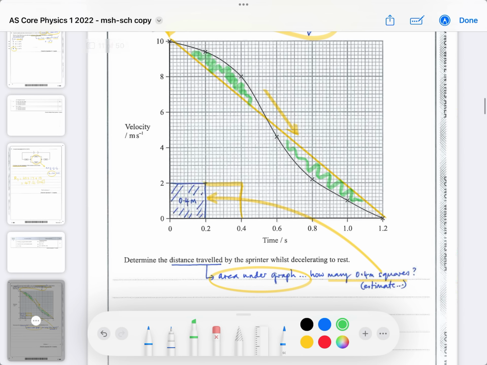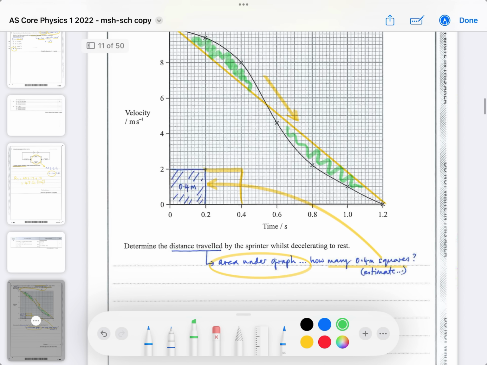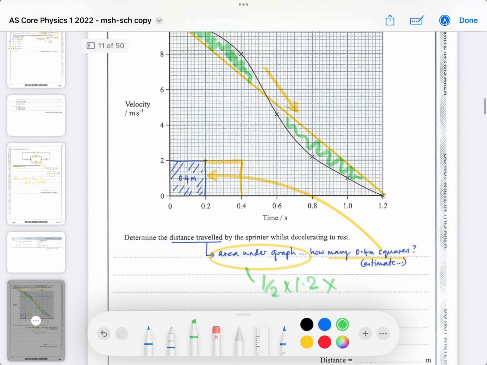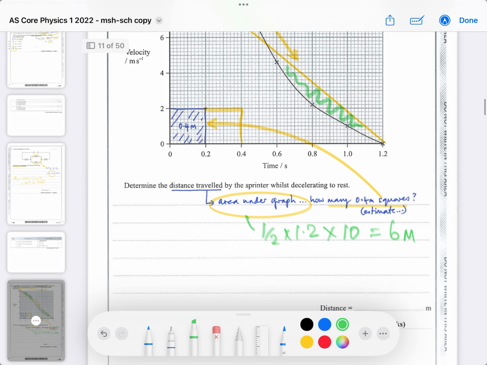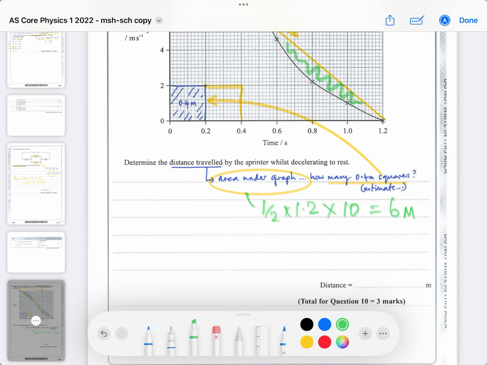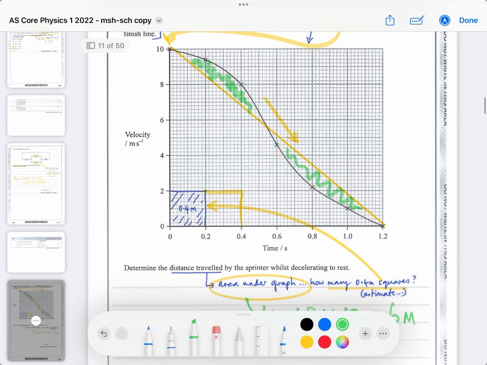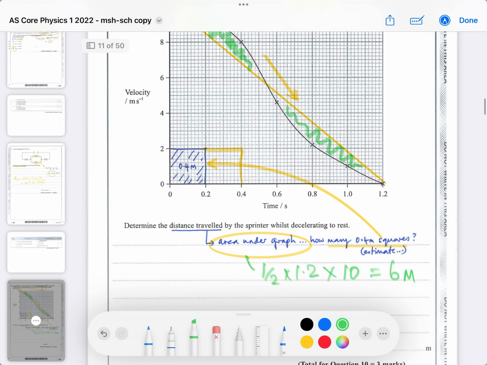So area of the triangle is obviously half base times height. So the area in the graph will be half times 1.2 seconds times the maximum velocity times 10. So that's going to be 6 meters. And I think that is the answer. So that will save my student who did that a bit of time compared to counting all those squares.